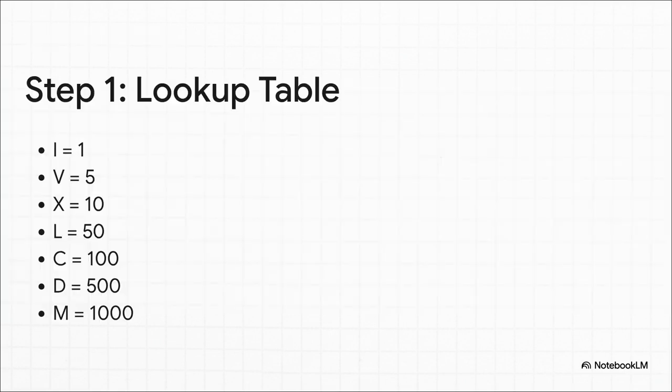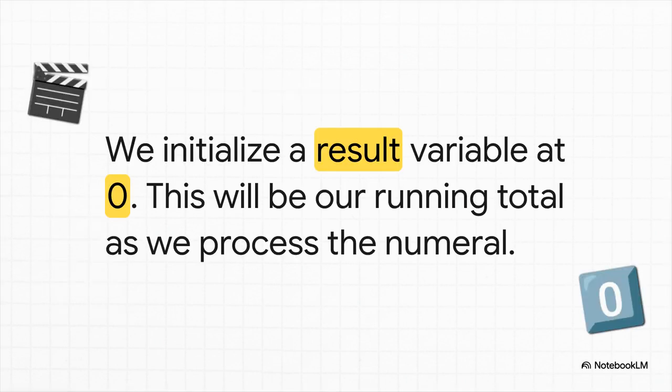Let's walk through it. First things first, we've got to teach the program what each letter means. A lookup table, or what coders might call a dictionary, is perfect for this. It's just a simple reference that instantly connects each character to its number value. Next up, step 2. We create a scoreboard. We'll call it our results variable and just set it to 0 to start. As we go through the numeral, we'll either add to or subtract from this total, building up our final answer.